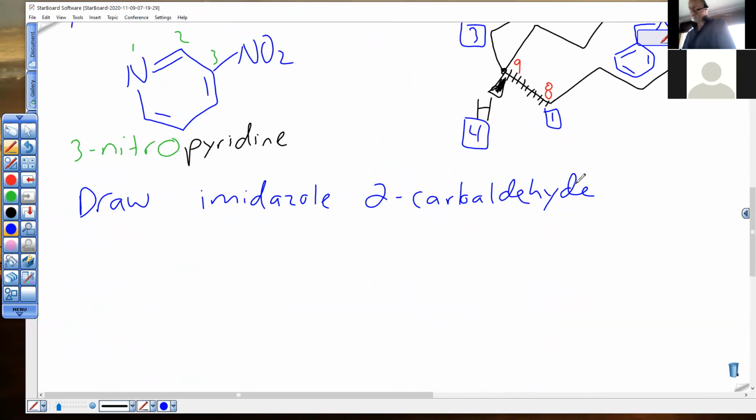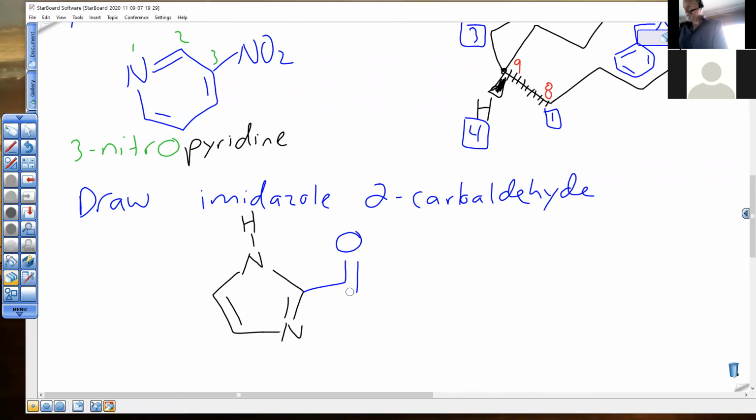So how do we draw imidazole? Use your memory. We had to draw pyrrole up here. You got your pyrrole. And one of the corners is really a nitrogen. On position 2, carbaldehyde. That's a carbaldehyde.